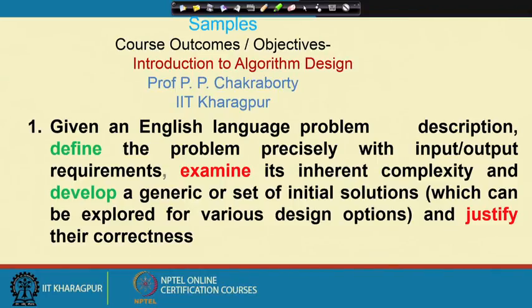Given an English language problem description, the course name is Introduction to Algorithm Design. Now, if you see this whole objective, how many action verbs are there? Define, examine, develop and justify. Define may be knowledge level, examine may be analysis level, develop may be synthesis level or application level, and justify is the evaluation level.